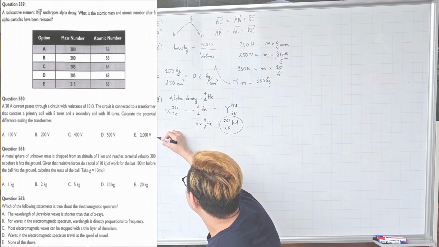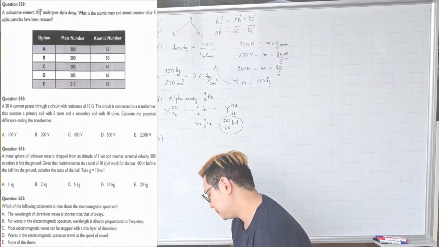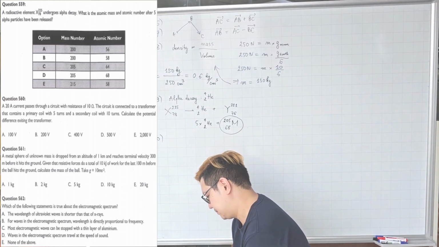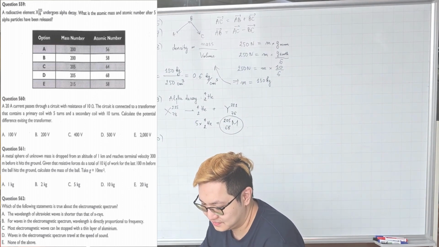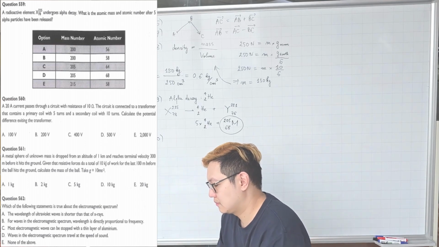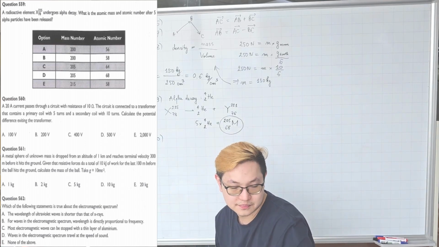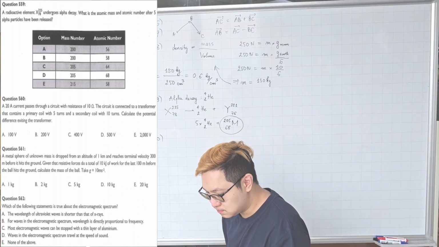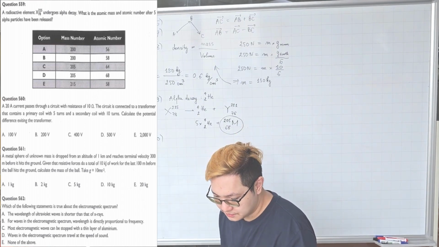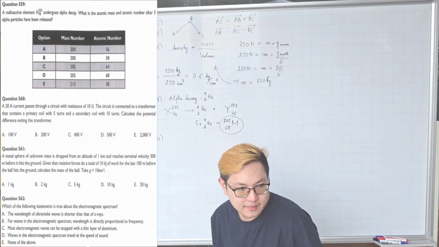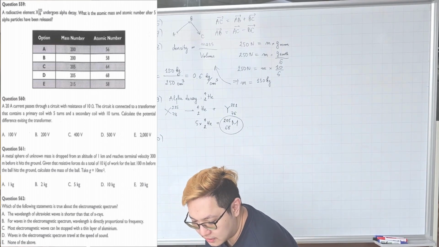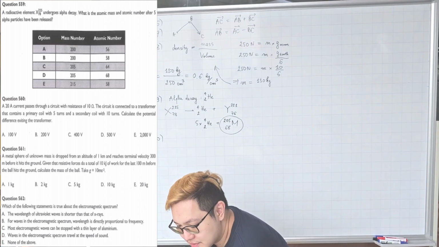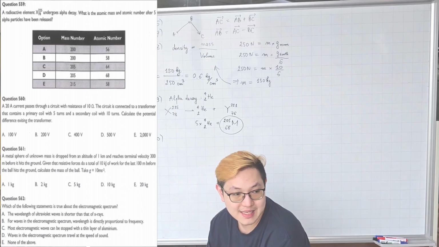Question 560. You can just read it. A 20 ampere current passes through a circuit with a resistance of 10 ohm.